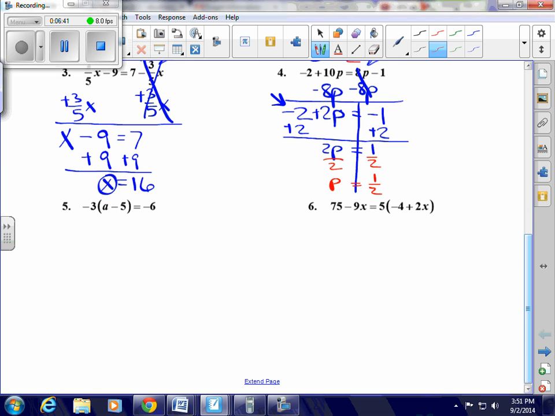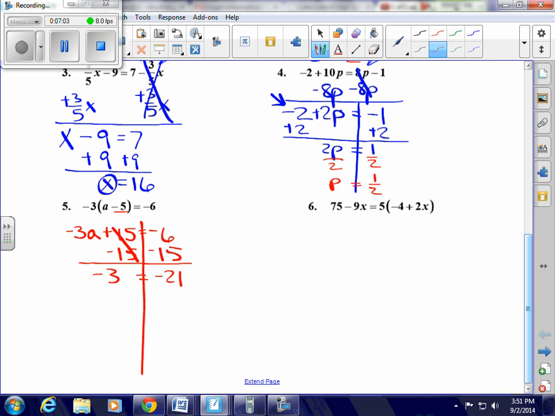Using the distributive property, negative 3 times a is negative 3a. Negative 3 times negative 5 is positive 15, so it's plus 15. Minus the 15 from both sides. Here's your equal sign, right? Negative 6 minus 15, negative 21. These guys cancel, negative 3a. I need to divide both sides by negative 3. And I get a is equal to 7.